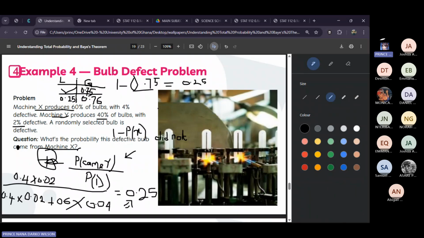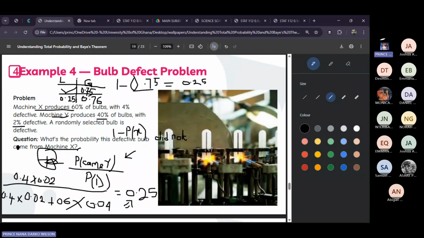That's 0.25. So there are two ways to do this question. First one is finding the probability of everything that is not X happening, in this case being only Y, right? So we've just found that, and that gave us 0.25. Or you may find the probability of X and remove that from 1 to get the probability of not X, which is 0.25. I hope we are clear.